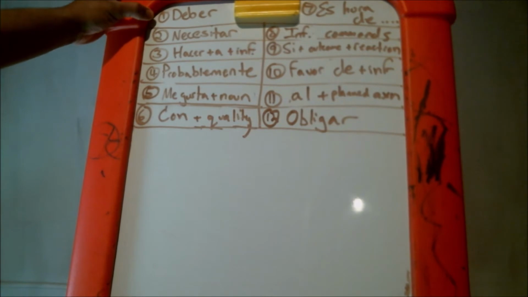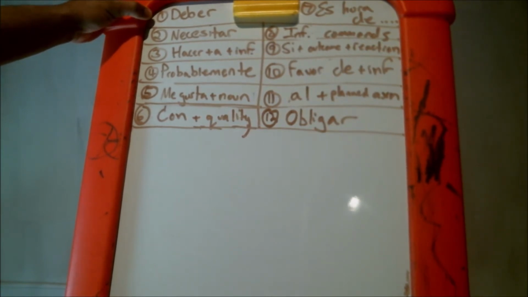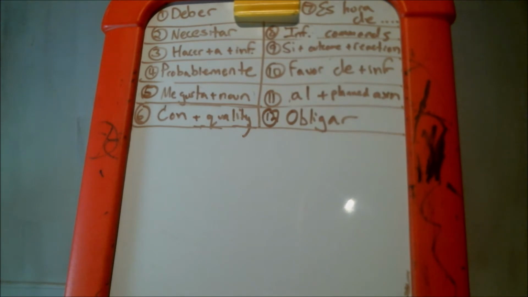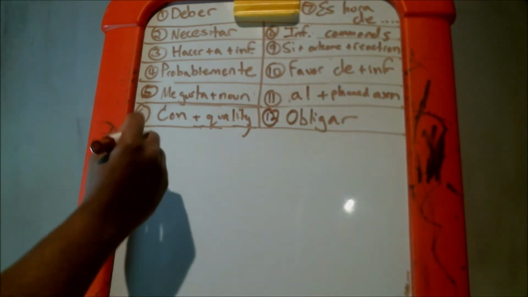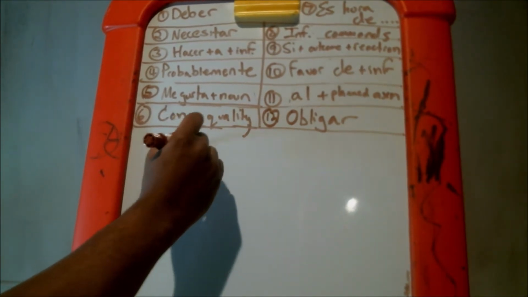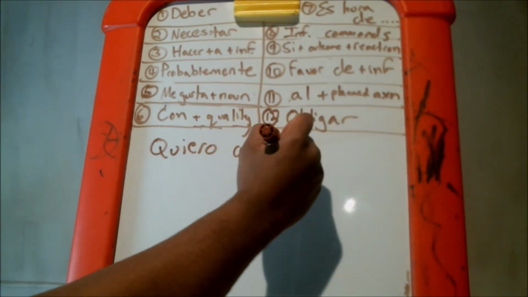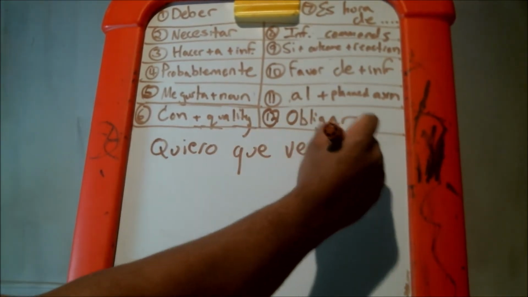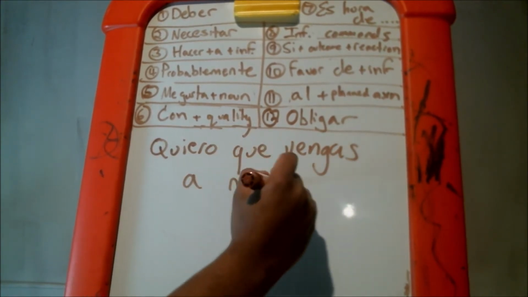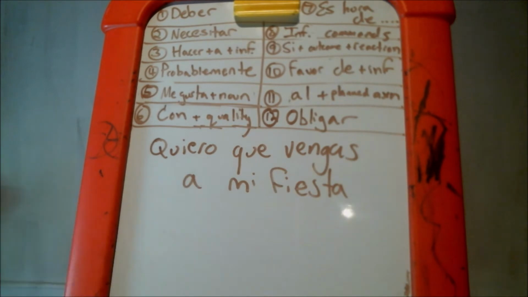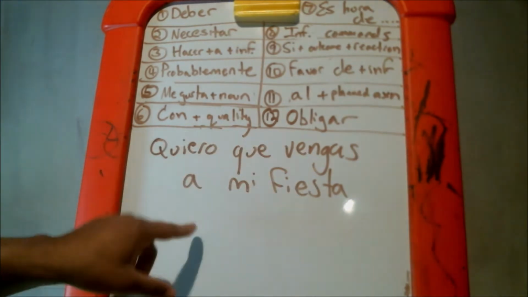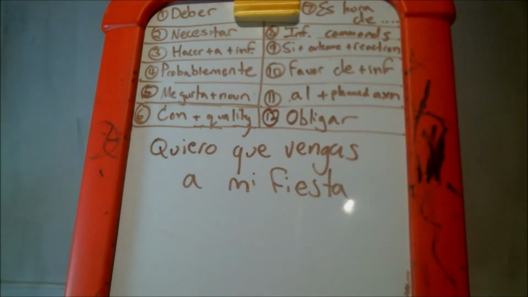The first one we have up here is deber. Deber means should or ought to in Spanish, and you use it to express obligation. But did you know that you also use the subjunctive to express obligation? Here's an example of a statement that's in the subjunctive, okay? Quiero que vengas a mi fiesta. Excuse the bad handwriting. Quiero que vengas a mi fiesta means I want that you come to my party. That's how they would say in Spanish, I want you to come to my party, right?